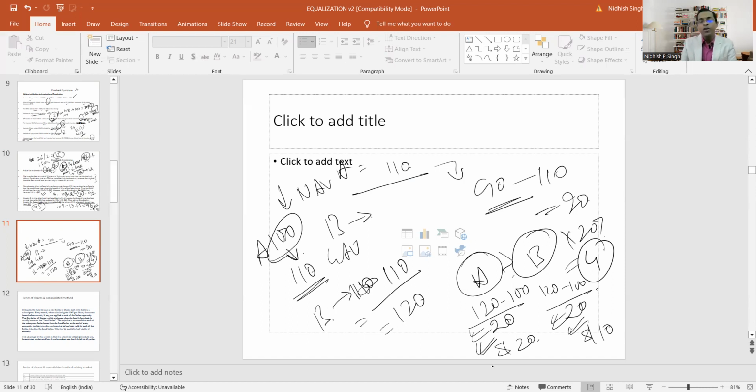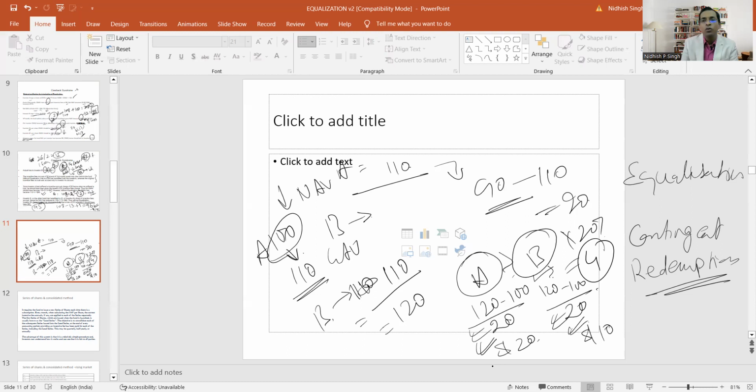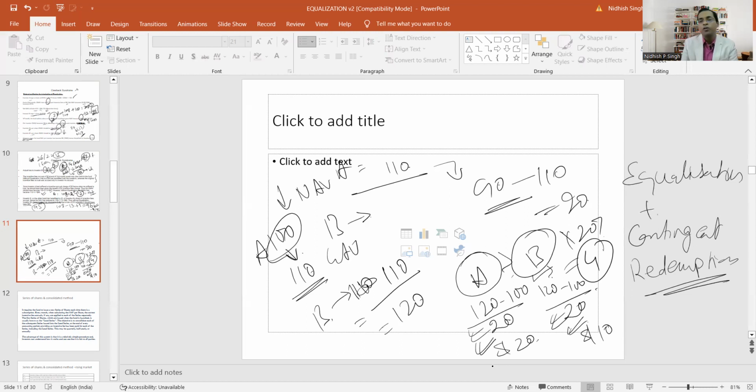So equalization can also go in the opposite direction for the next investor, and that is called contingent redemption. So there are two methods that we talk about when we talk about equalization. We also discussed another process called contingent redemption, and we'll talk about this in more detail with an Excel example, and then it will be clearer, but this is just to understand the basic fundamentals.